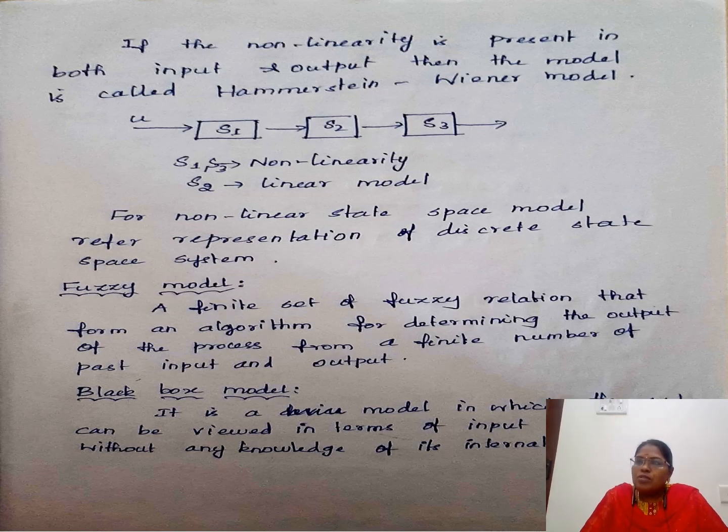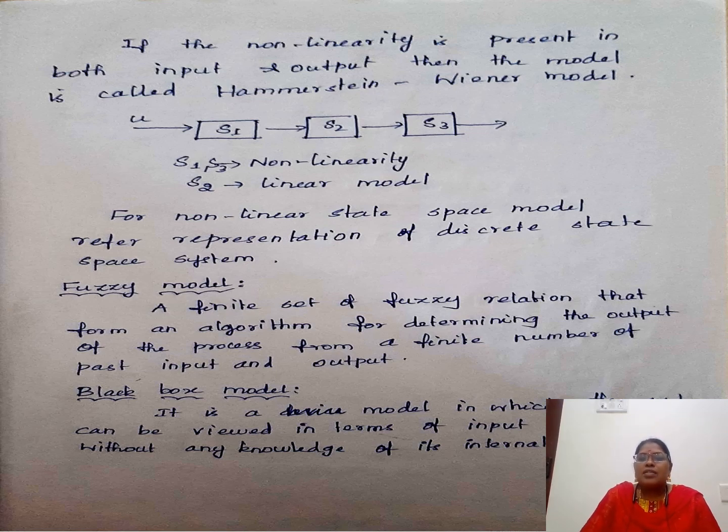If you have both Wiener and Hammerstein, then we call it the Hammerstein-Wiener model. In the Hammerstein part, S1 and S3, initially you have the nonlinearity, and after the linear model you have the nonlinearity for the Wiener part. The linear model is in between. Together this part we call Hammerstein, and this part we call Wiener. That's why this model is called the Hammerstein-Wiener model.